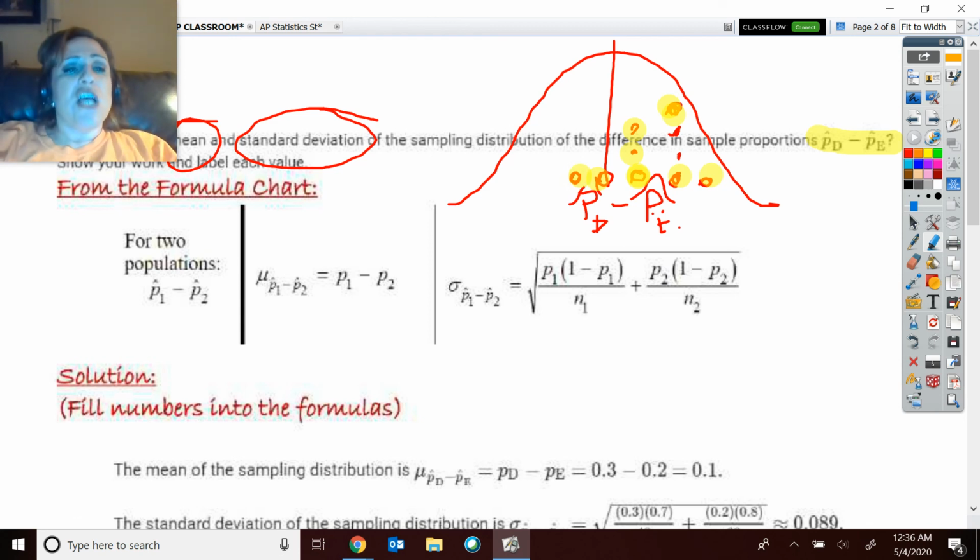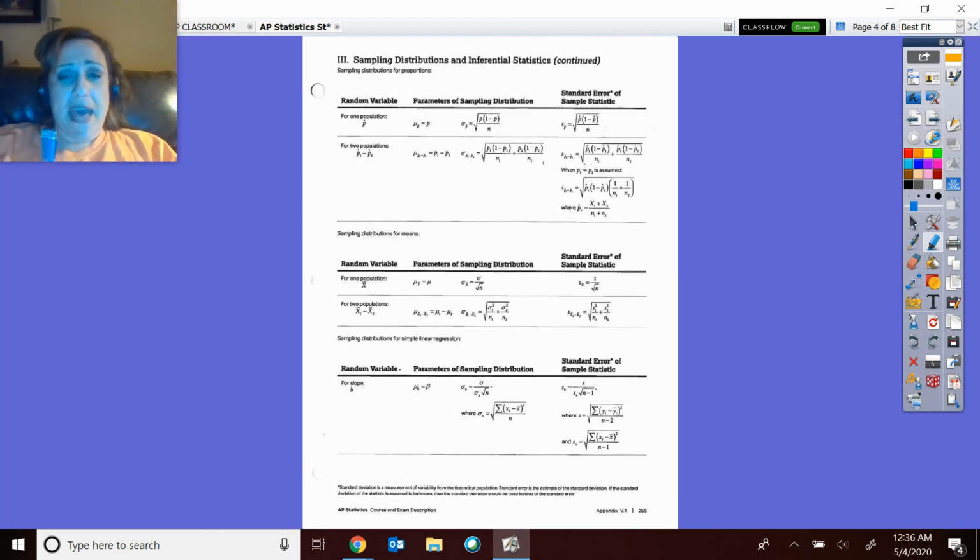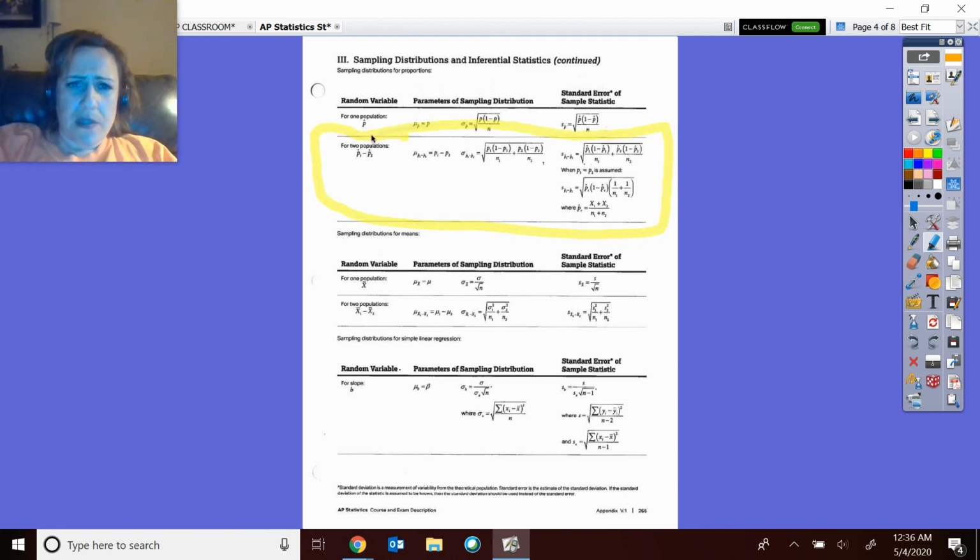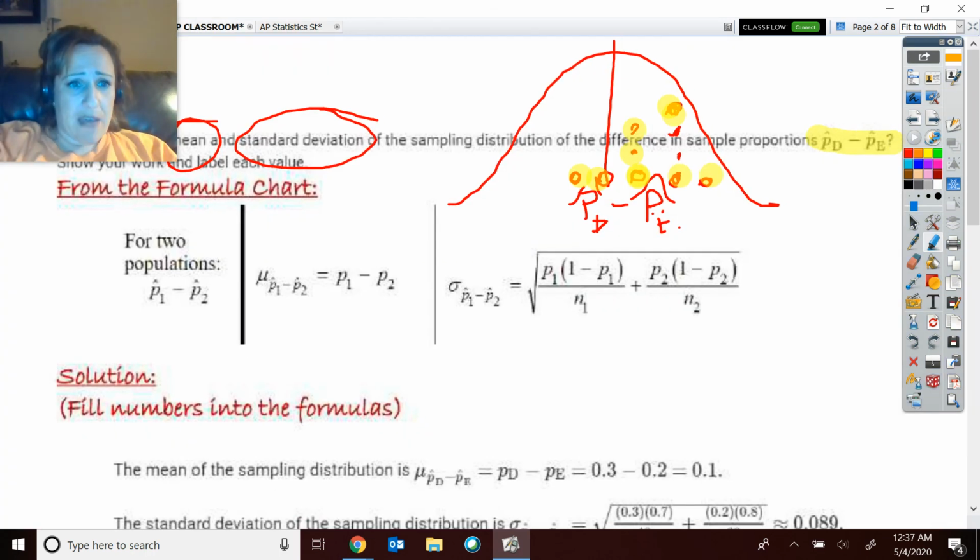Okay. So from the formula chart, let me show you this. Here is the back of the formula chart, the second page. For two populations right here, I'm going to zoom in on this area. Here is the mean, and here is the standard deviation. And so that's what I have right here. I just looked at it closer.